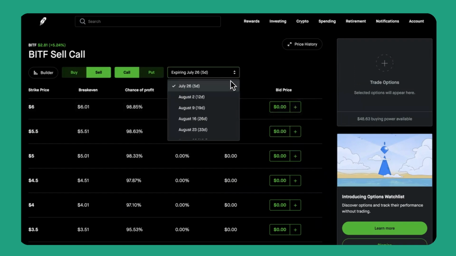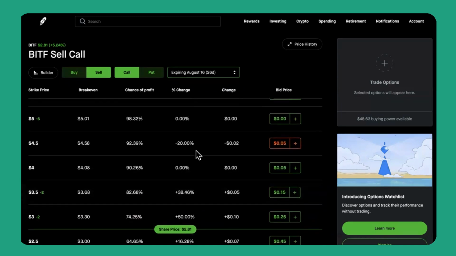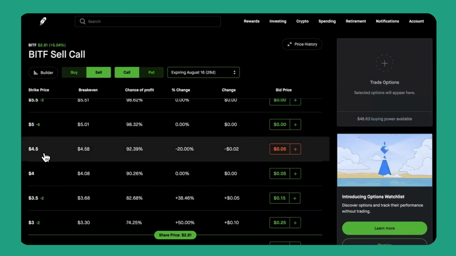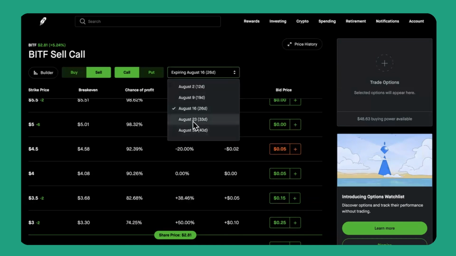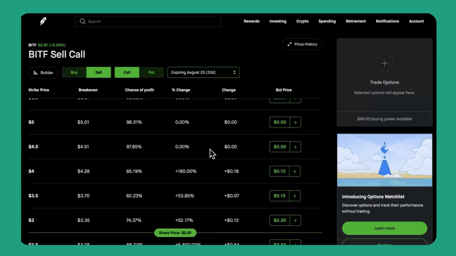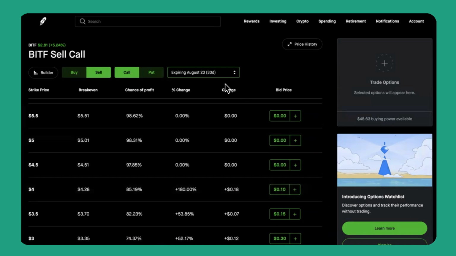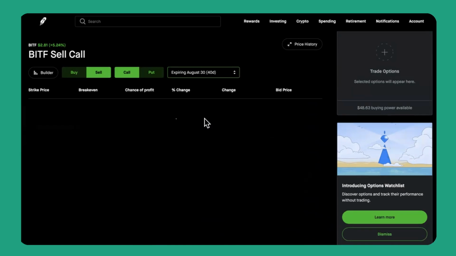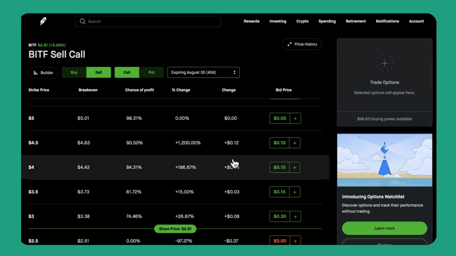So I'm going to try and look for the August 16th date, and as we can see here, I'm able to sell up to a $4.50 strike price, right? Which I'll be getting $5 for, right? So this looks like a good call to sell. However, if I go one more week out, as you can see here, this $4.50 call is not being sold. I'm not able to sell this one anymore. Let's go out one more week. And as we can see here, we have the same $4.50 strike price being sold for $10.